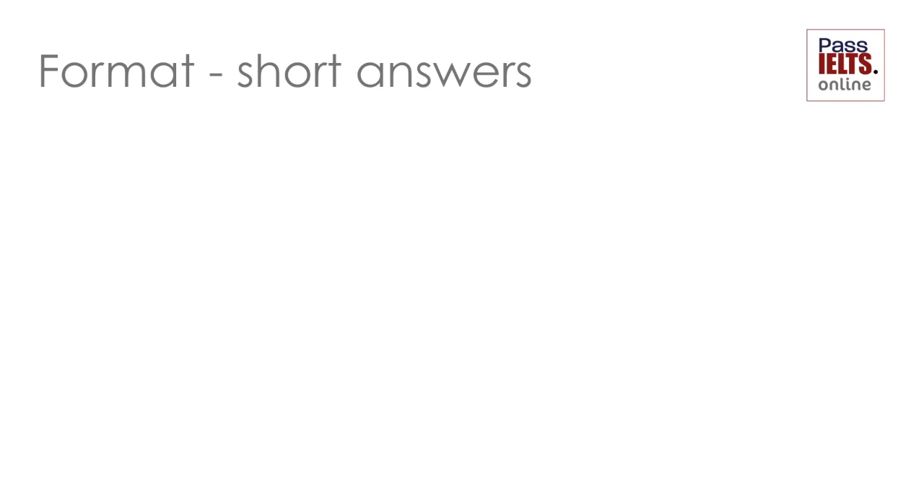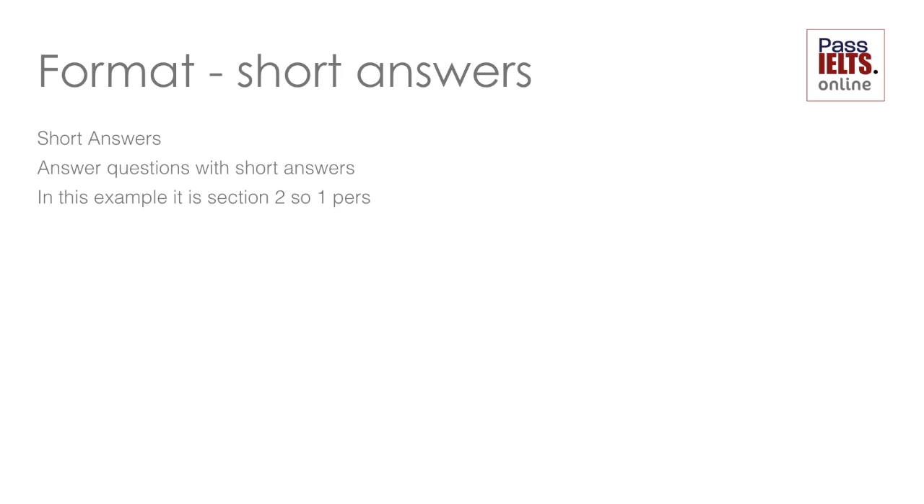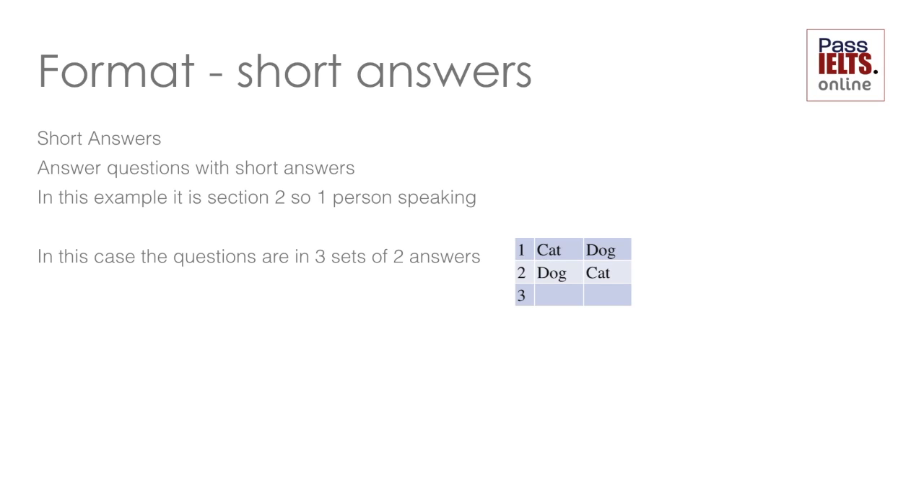The question type here is short answers, so there are questions and you need to answer them with short answers from the recording. In this example, it's a section 2, so one person talking. In this case, the questions are in 3 sets of 2 answers. The answers can be in any order within a set, and it doesn't matter if you write, for example, a cat and a dog, or dog then cat, as you can see in this example.